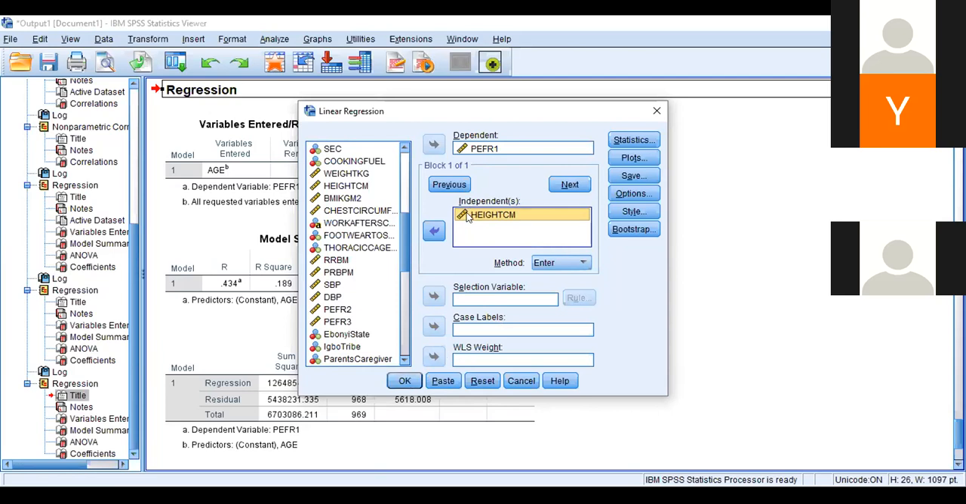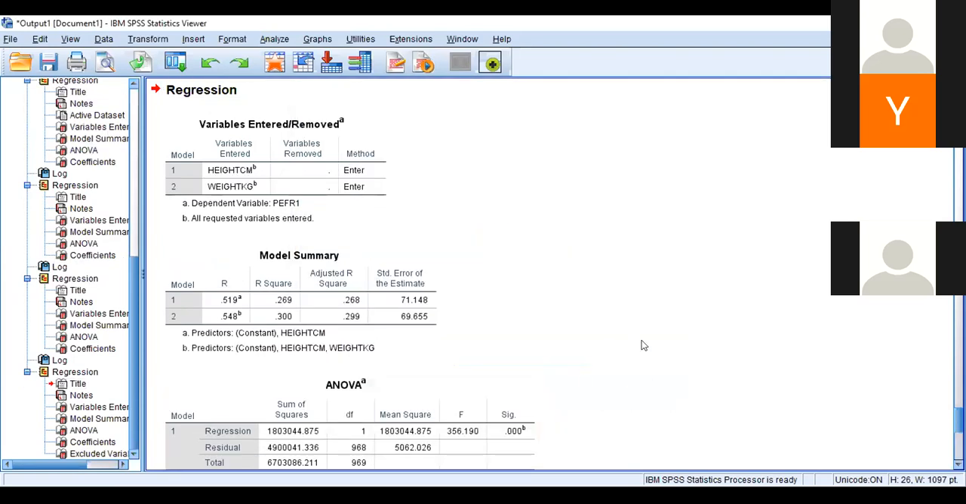Wait, what did I put? Yeah, you're right. I'm putting height. I know, mistake. It's supposed to be weight. Can you see what improvement it has brought? It was 22.1, it's now 30. So 30%. It was 22.1, and this one is 26.9.